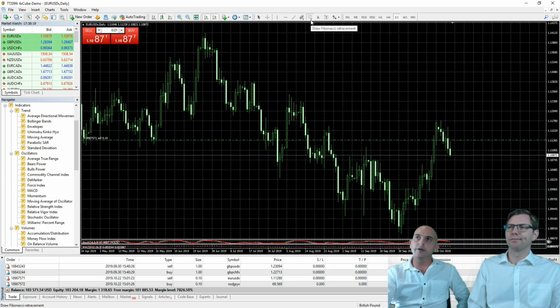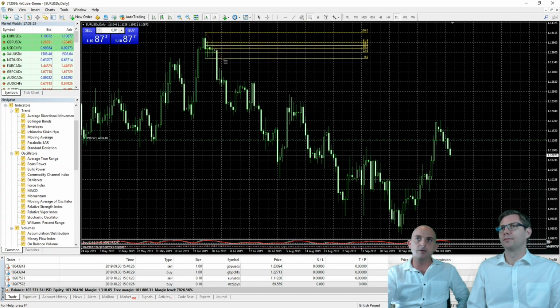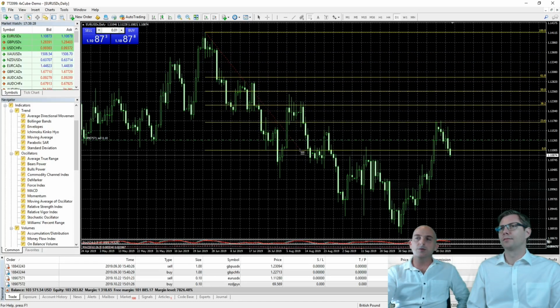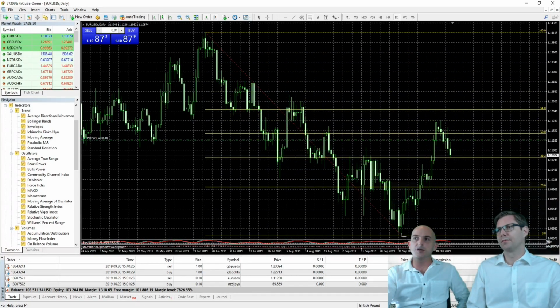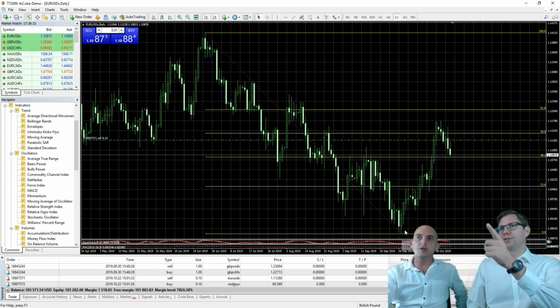Yeah, very well spotted there. So what we'd like to do is find support and resistance levels, and how to get indications to buy or to sell using these levels.